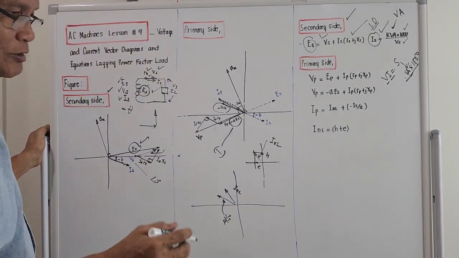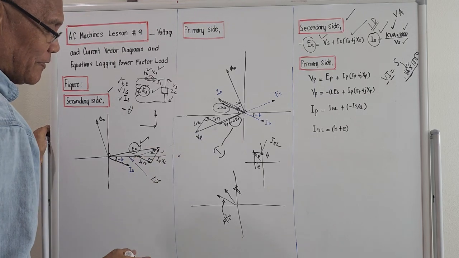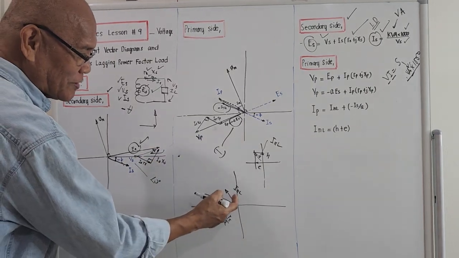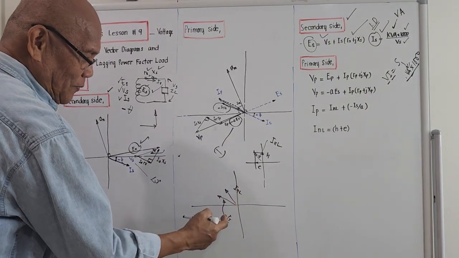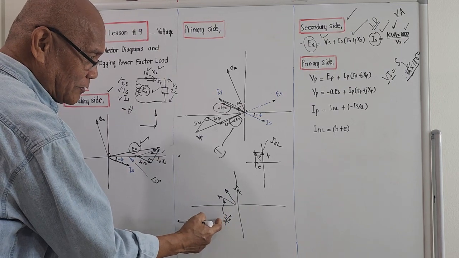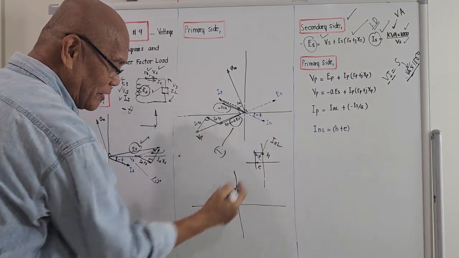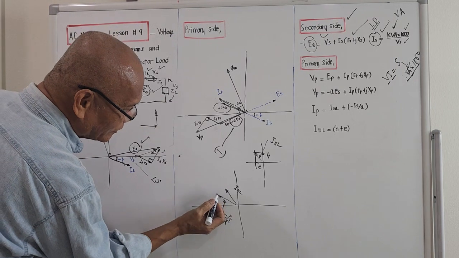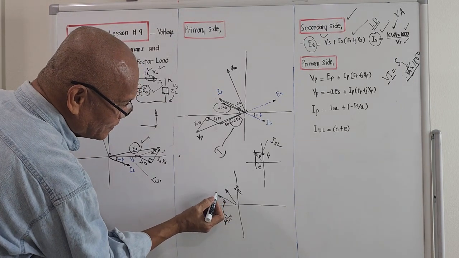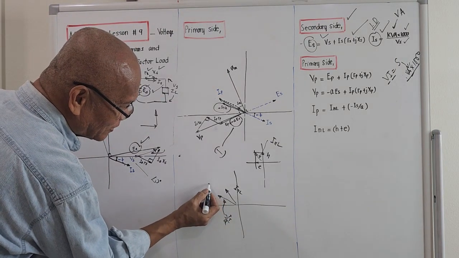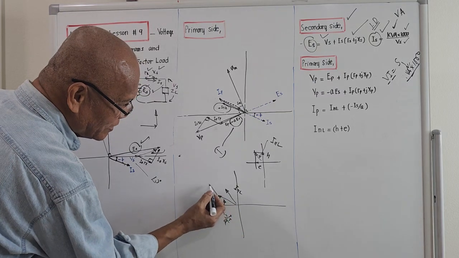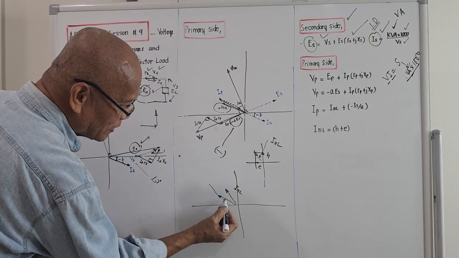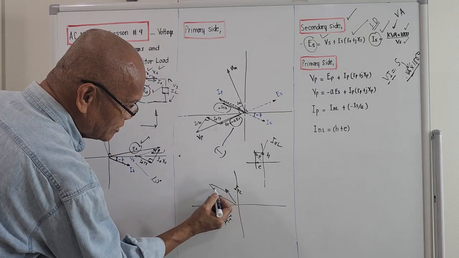So to take the total current on the primary, we take the vectorial sum of the no load current plus the primary current due to the secondary current. And it is this. So we will take the vectorial sum, draw a line parallel with this one, and draw a line from the tip of this parallel with this one.